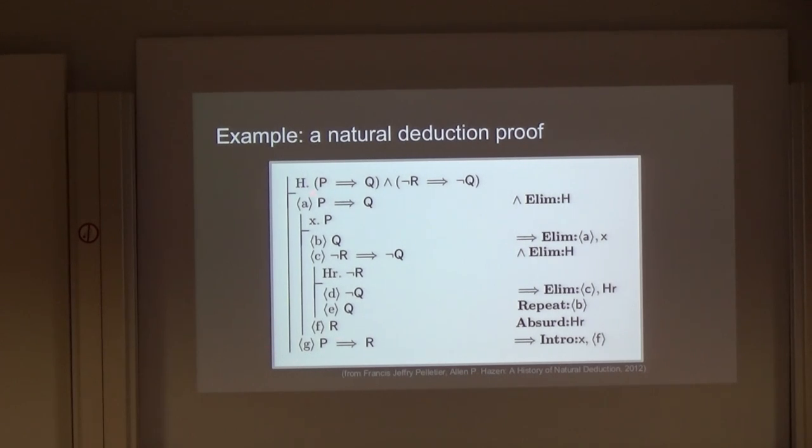So if the proposition P implies the proposition Q and the negation of R implies negation of Q, I should be able to prove that P implies R, which, if we use the BDD, will be automatic. But I want to explain the structure of the proof. And so here is the proof.